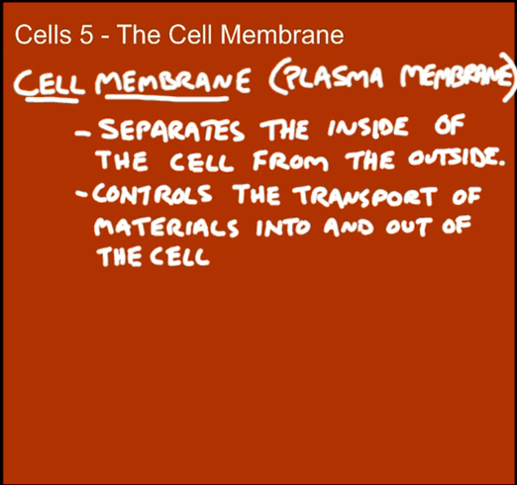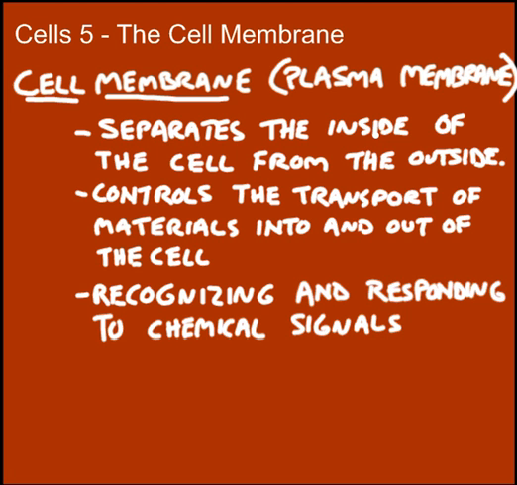The cell membrane is also involved in controlling the transport of materials, including waste products, into and out of the cell. It is also responsible for cell-to-cell communication by recognizing and responding to chemical signals. These communication functions and transport functions make the cell membrane very important in maintaining homeostasis.